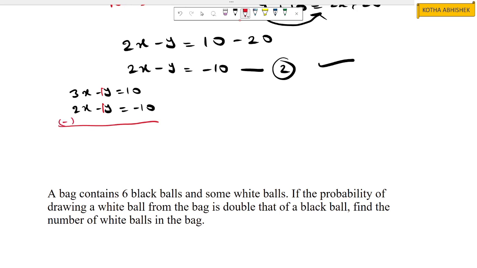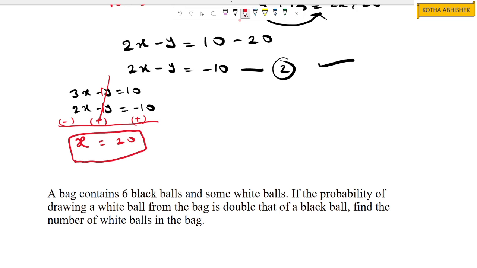This plus becomes minus, this minus becomes plus. 3x minus 2x is 1x, or simply x. This minus y plus y cancel, equals 10 plus 10, 20, so x value is 20. Now I'll substitute this x value in any one of the equations.